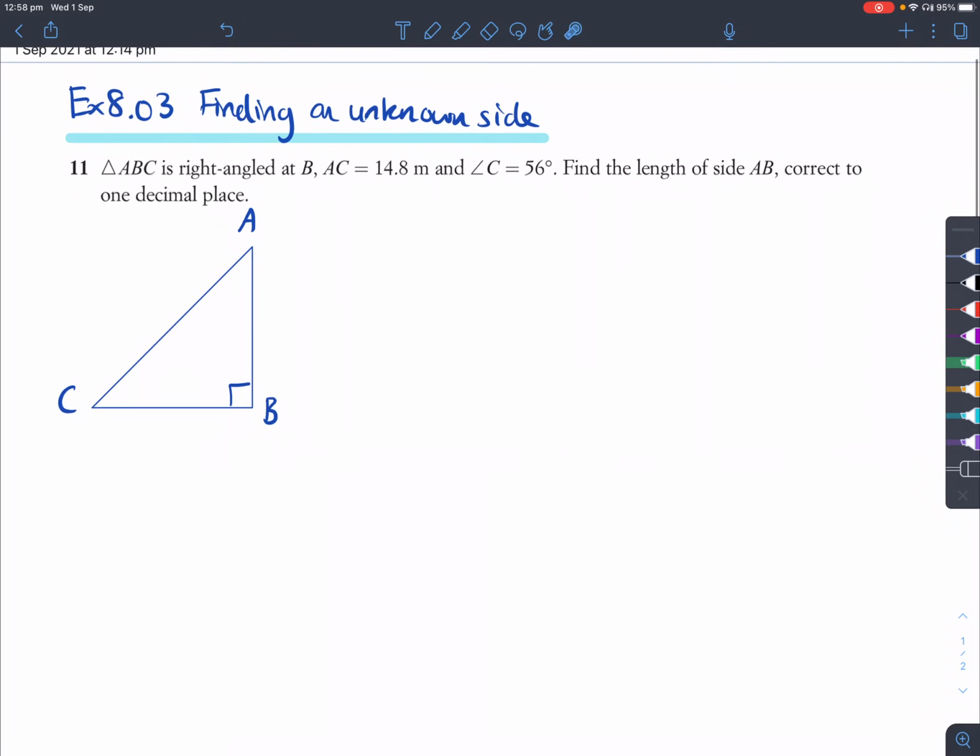Now, the other thing is AC is 14.8, so there is AC. We're going to put that 14.8 meters right there. Then angle C is 56 degrees, so we'll label angle at C as 56 degrees. Now find the length of side AB. So this is the side AB that is directly opposite the angle.